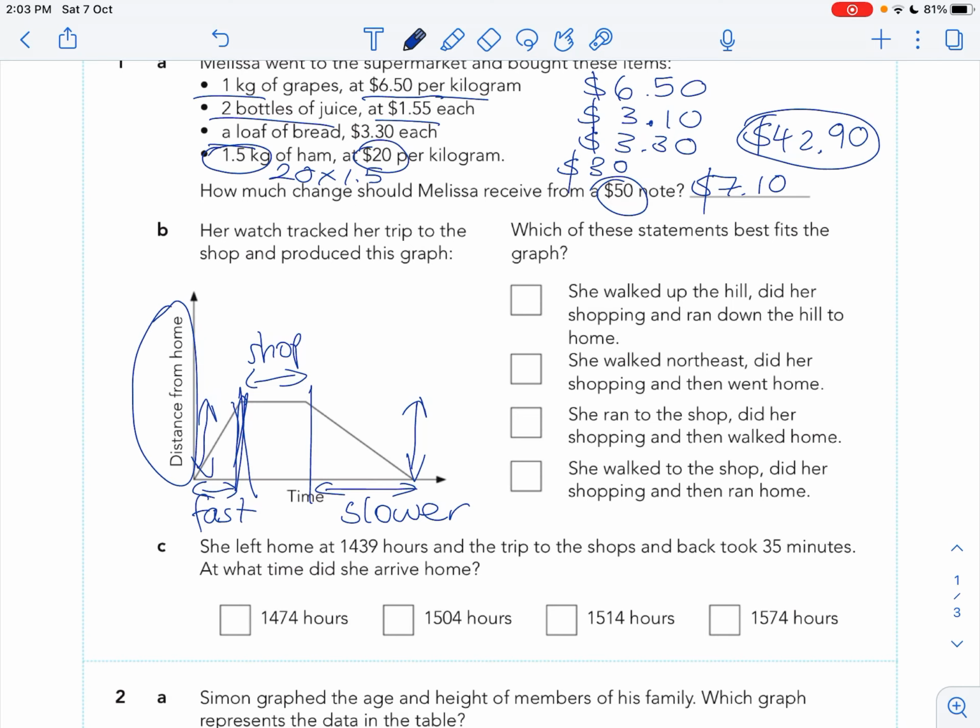She's going quick first and then going slower on the way back. She walked up the hill and then ran. No, it's not that one, because it's slower and then faster. She walked northeast and then went home. Well, it's not that one because it's not about walking northeast. She ran to the shop and walked home. Yes, faster then slower. She walked to the shop and then ran home. No, we know that it's that one. So it's this one here.